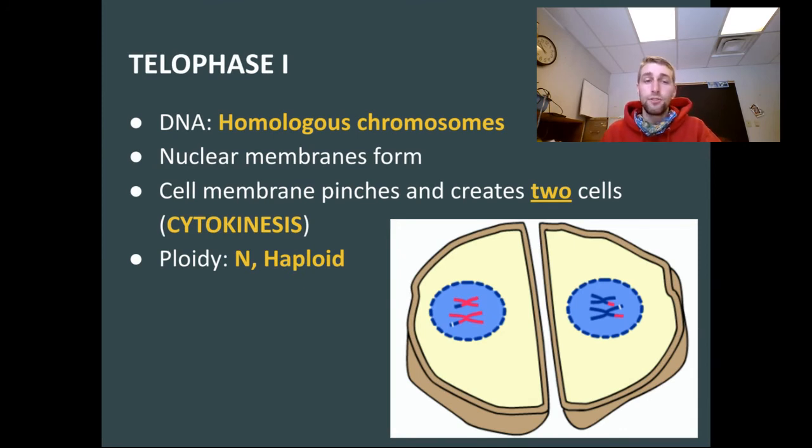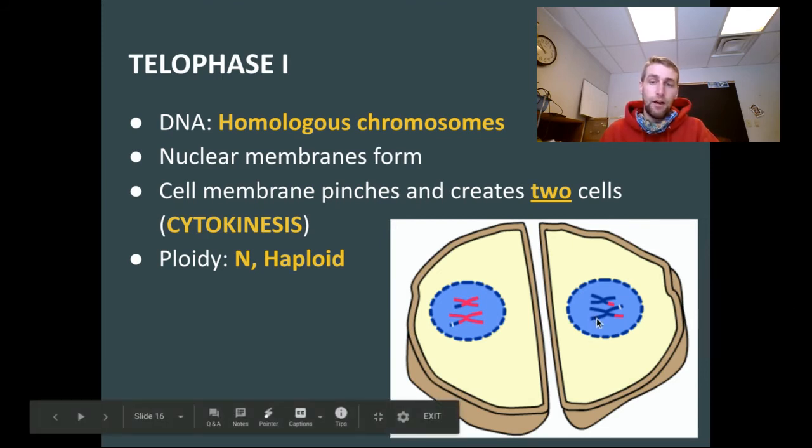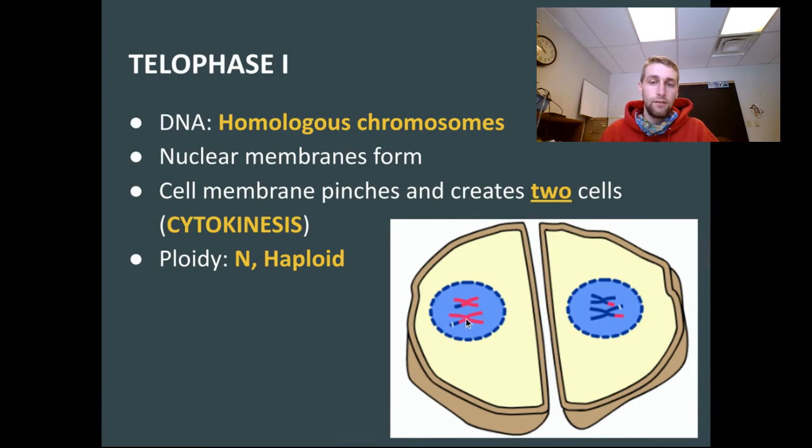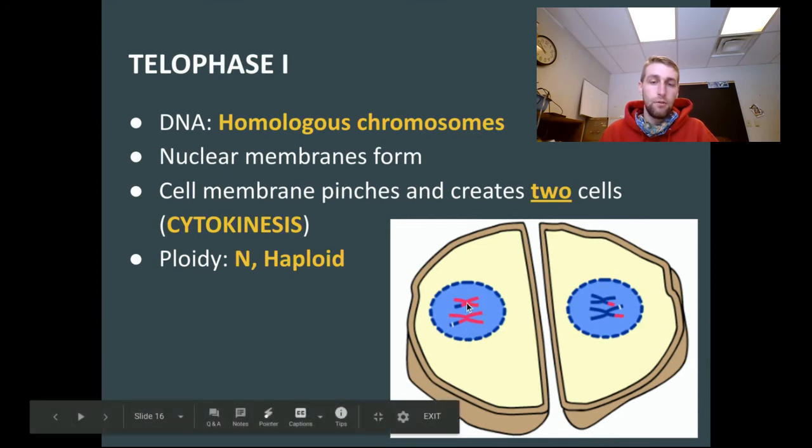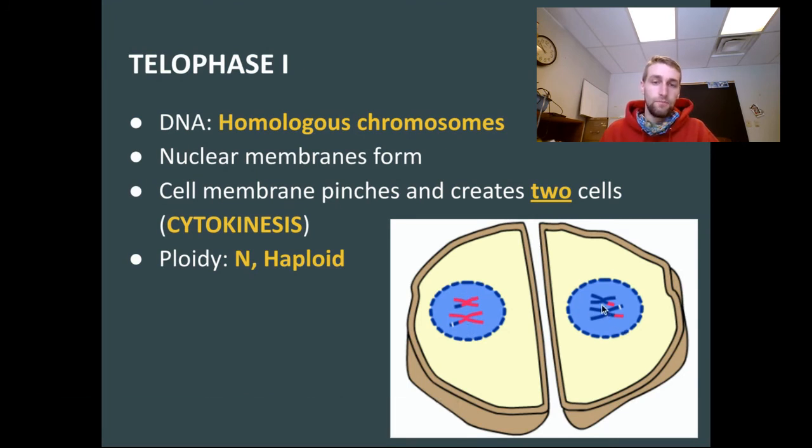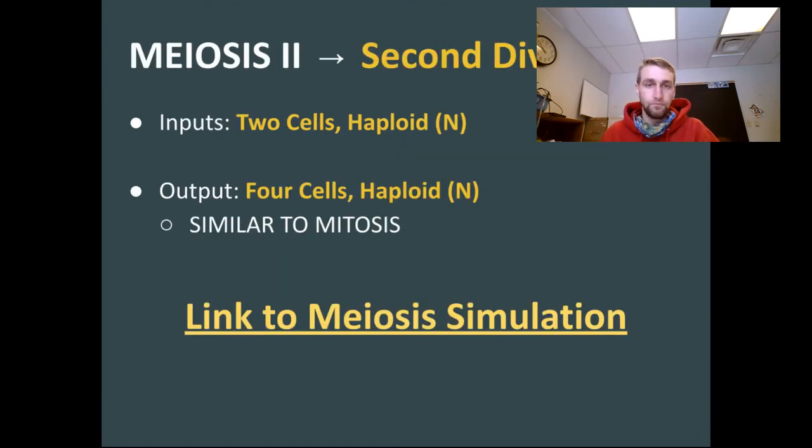So when we finish telophase 1 and cytokinesis, the DNA is still paired up, homologous chromosomes together. We have two cells, but each cell is now haploid. So how do we know it's haploid? Well, we have two chromosomes here, but we only have one copy of each, one big and one small. Because we only have one copy, our two cells are haploid.